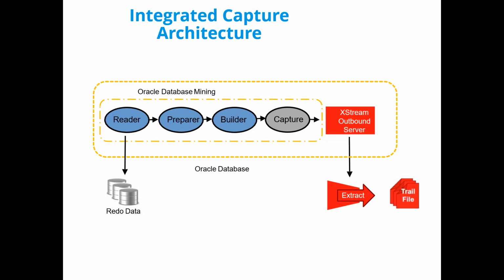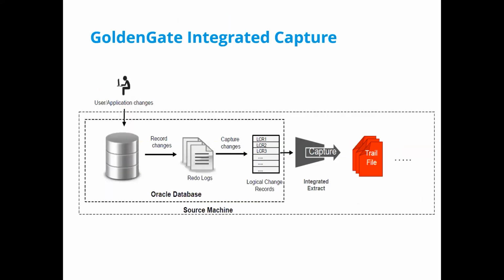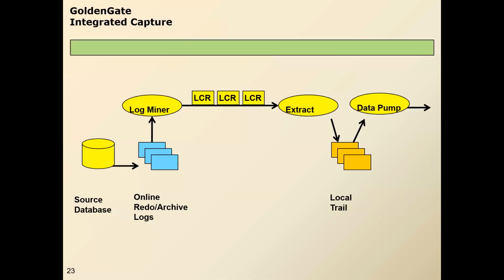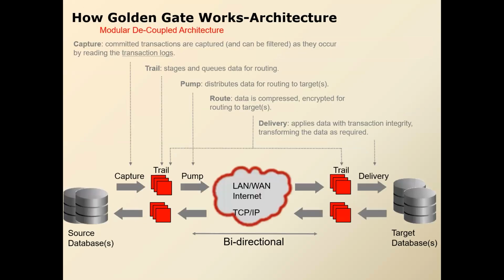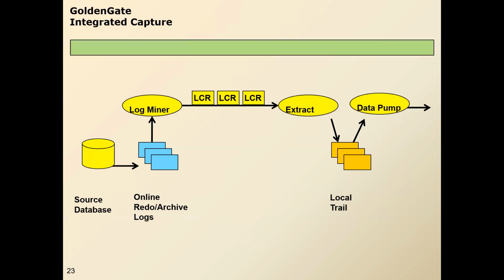This makes your integrated extract faster because there are multiple processes running. That's why capturing using integrated extract is much faster than your classic extract. So there are two types of extracts available in GoldenGate. First is classic extract and second is integrated extract. Integrated extract is much faster.